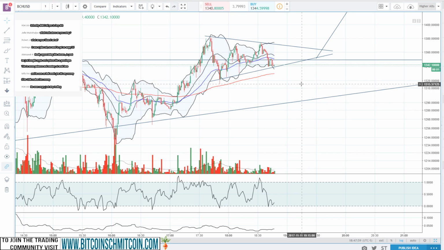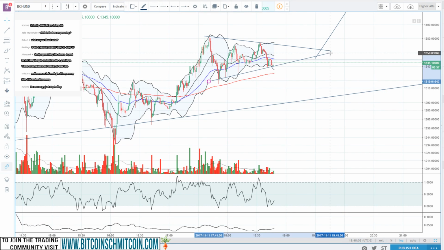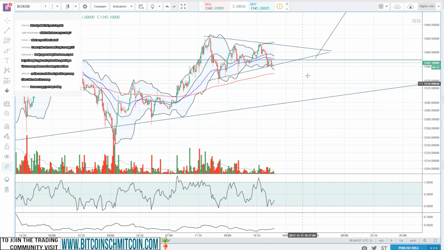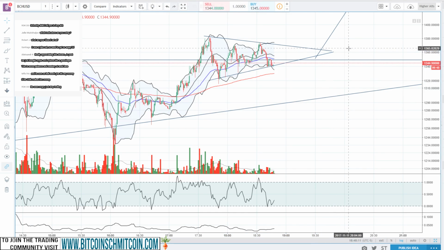So here's a little pro tip here. You see how I'm adjusting my trend line every time the market moves? You should be doing that too. Every time you draw a trend line and the market moves, make your slight adjustments so that you can get a better representation of the market moves.